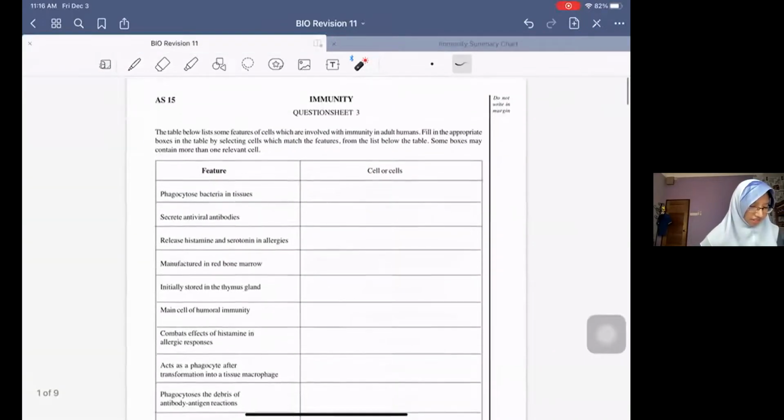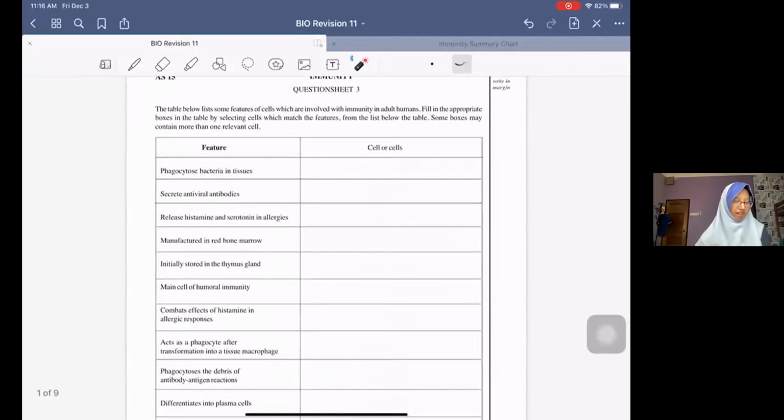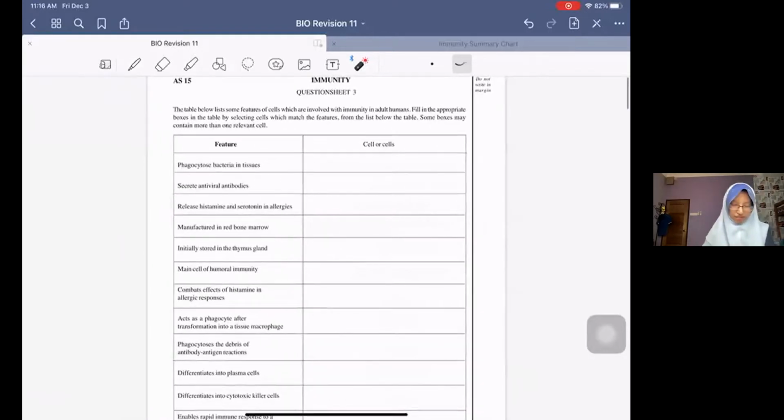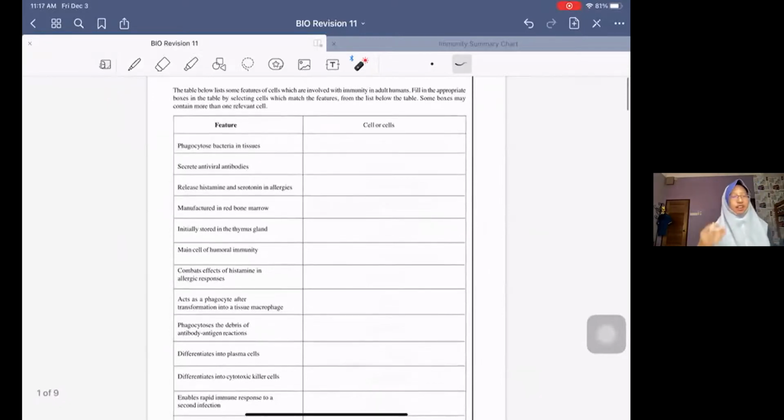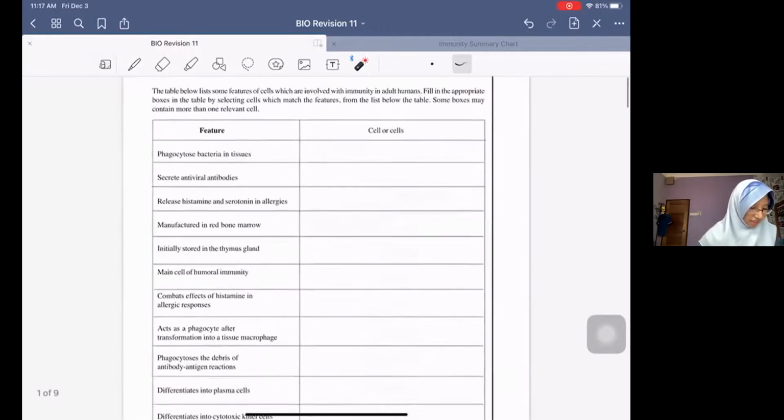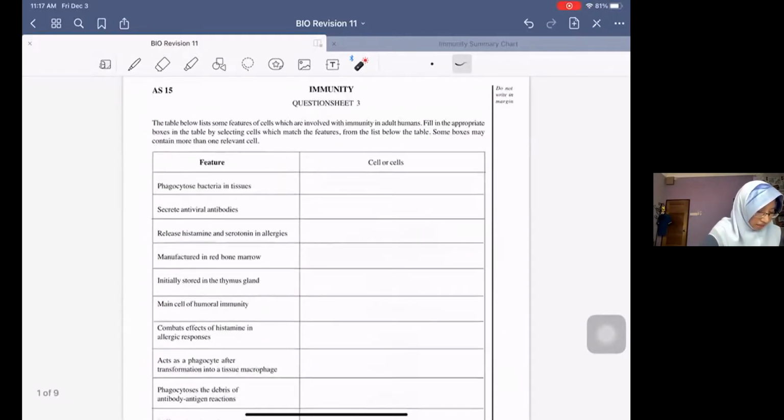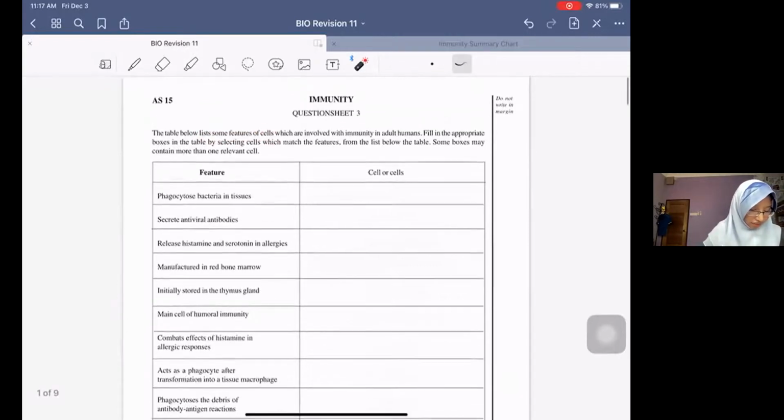Okay, so first up, it is to recognize your immune system. So this is just the classifications of all the white blood cells that we have in the body. So I'm wondering, does anybody really want to try? Here they ask, this is a list of some features in cells which involve immunity. So fill in the appropriate boxes in the tables by selecting the cells which match the features from the list below.